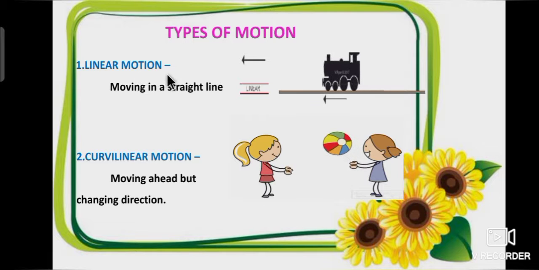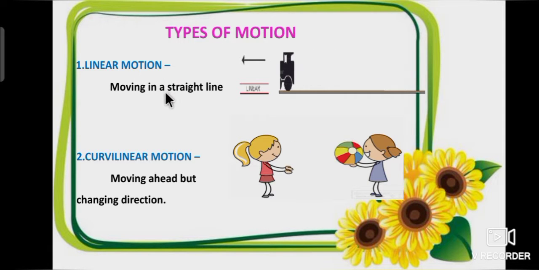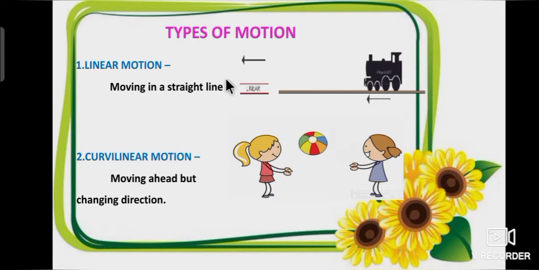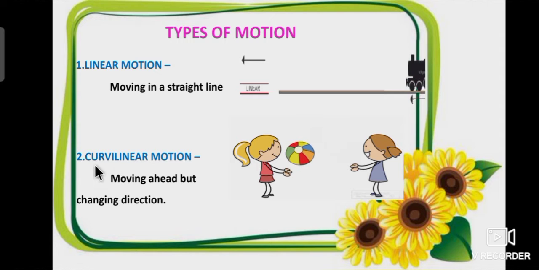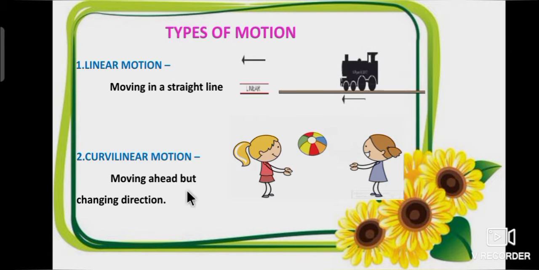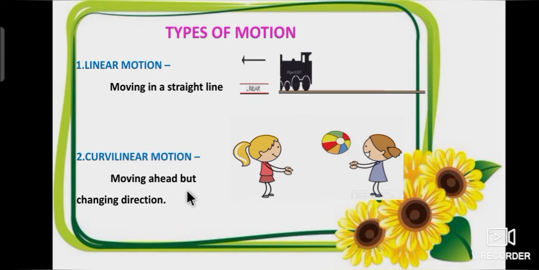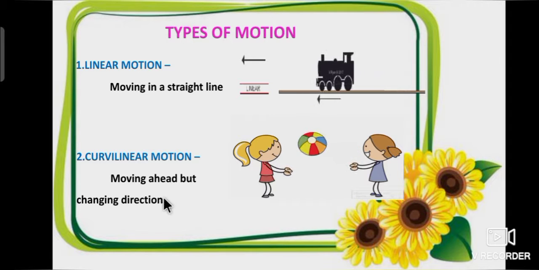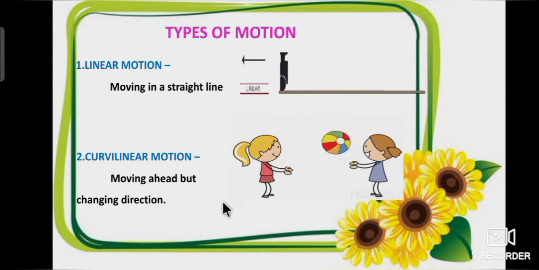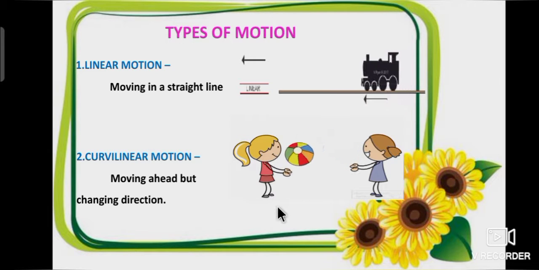First one, linear motion. In this motion, the object moves in a straight line manner. Second one, curvilinear motion. In this motion, the object moves ahead but changes direction. You see the example: at the time of throwing, the ball moves and changes its direction by force.